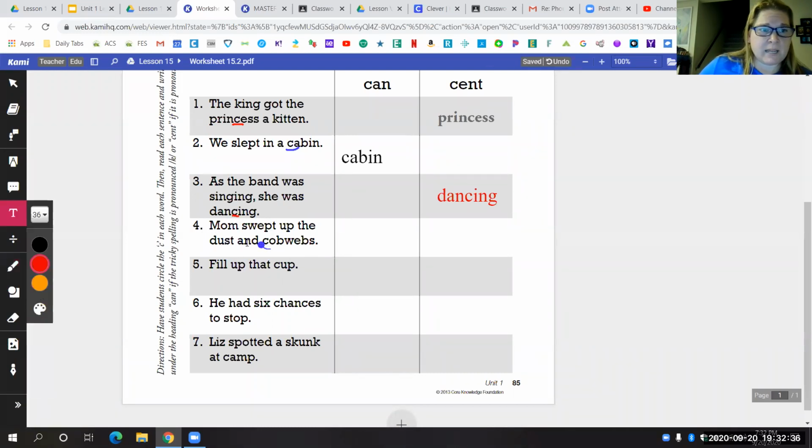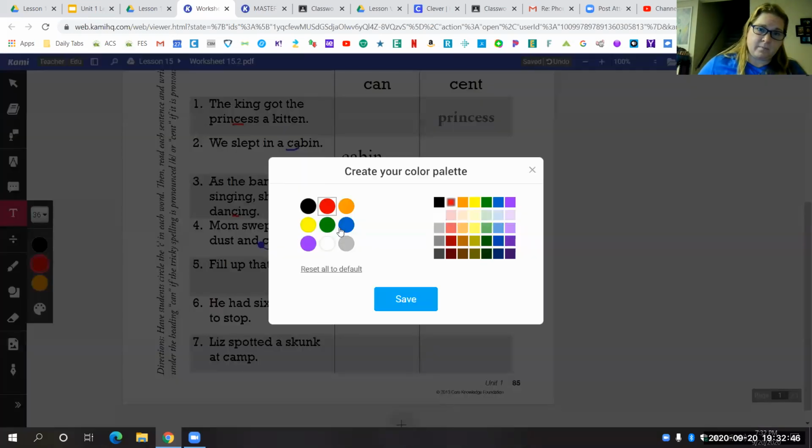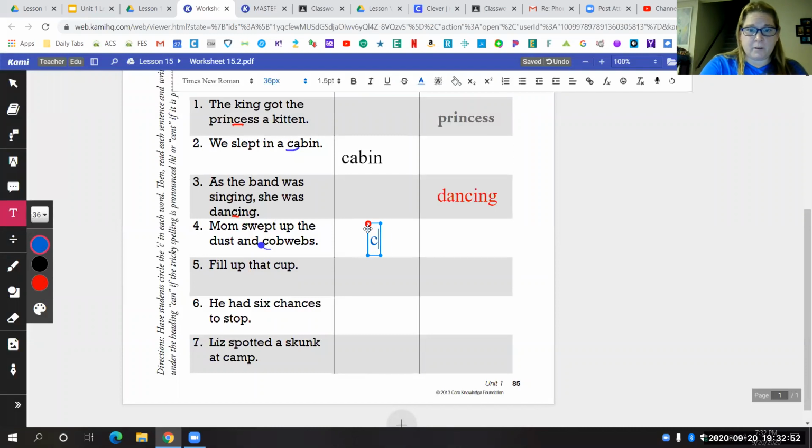Oops, not that fat. I'm going to underline it in blue. And then I'm going to put a text box under the K column and write the word in blue, not red. I'm going to write the word cobwebs. You don't have to do it in blue. You can just do it in black. That's fine. I just thought it was fun in blue.